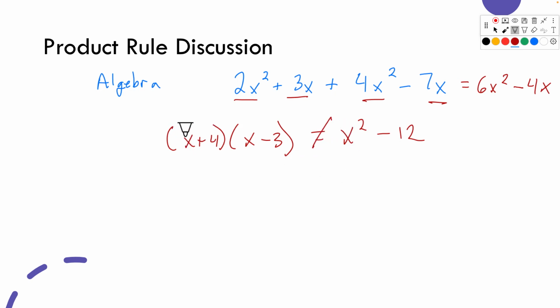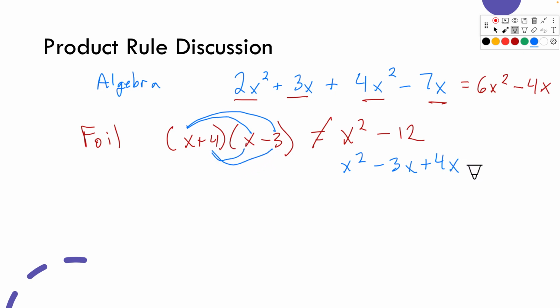These are not equal. What we did is we picked up this process called FOIL. We're not going to actually be doing this today, but something similar. So with algebra, we had to multiply the first. Yes, we did get x squared first, and then we had to multiply the outers, so that gave us a negative 3x. We had to multiply the inners, a plus 4x. And then we multiplied the lasts, and that gave us our minus 12. So we were close, but we're missing something in the middle. The actual answer is x squared plus x, because these are like terms now, minus 12.